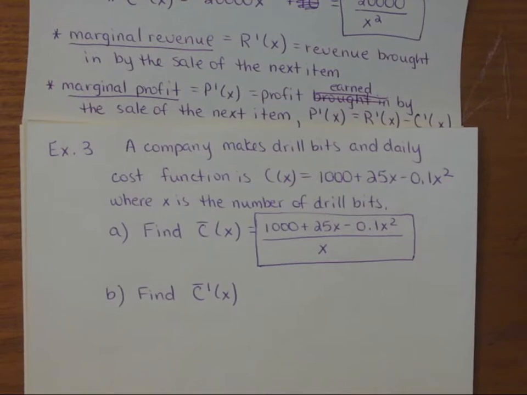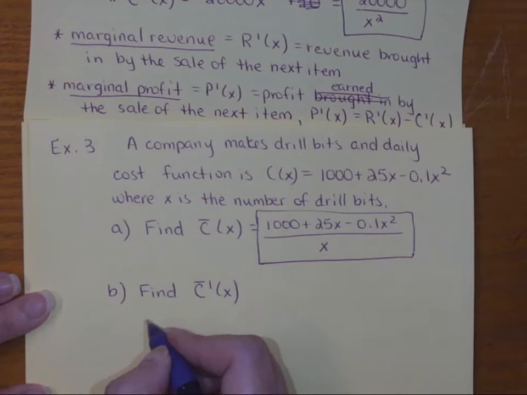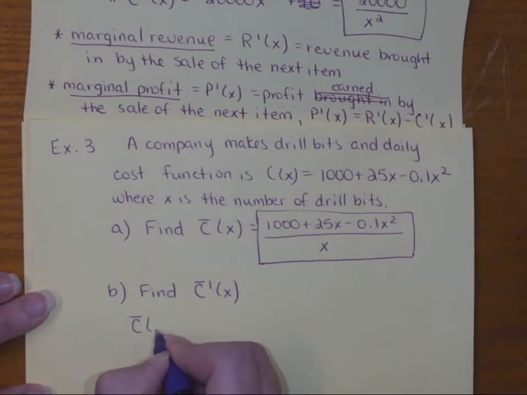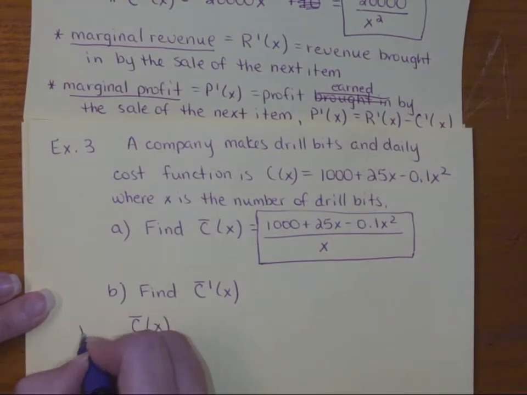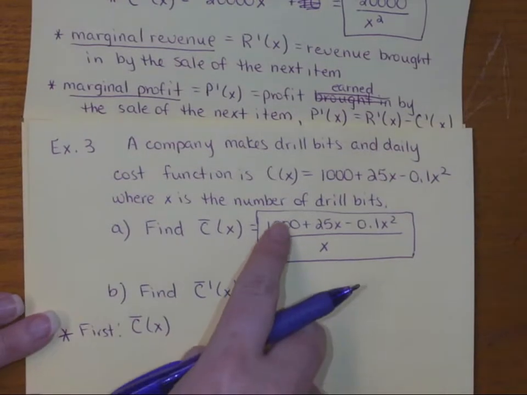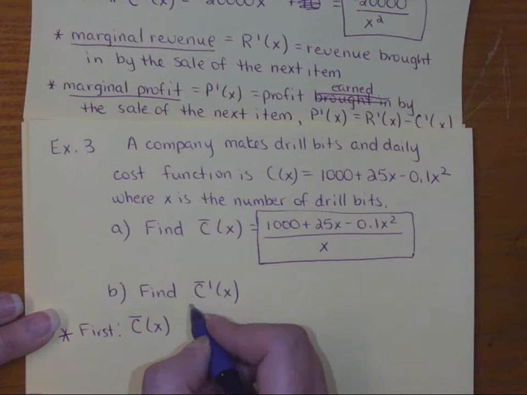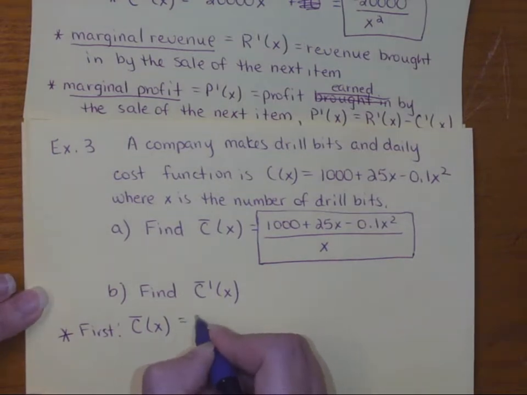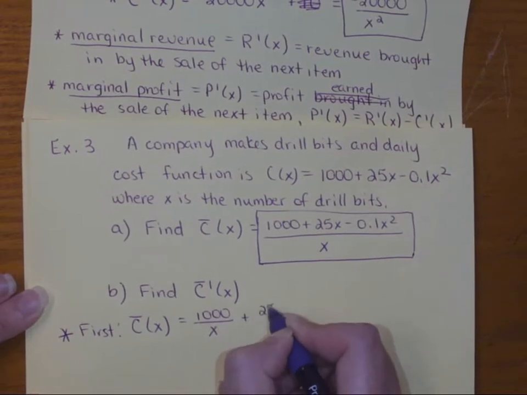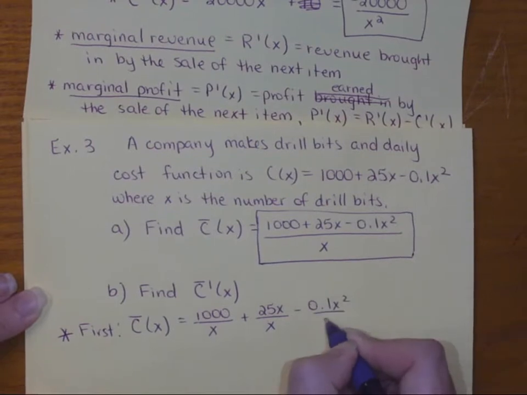Well, notice the derivative of that, I'm not going to be able to do in this form right here. So first, before you can ever find the derivative, we're going to need to change this so that it's an exponential form. In other words, this over x, and then this over x. So notice we'll rewrite that: 1,000 over x plus 25x over x minus 0.1x squared over x.